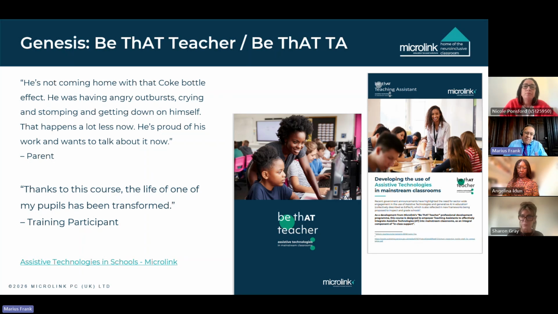But as you can see by some of these quotes, parents were noticing the impact, trainers were noticing the impact, and we now have a mature program of study for teaching assistants and teachers. We call it Be That Teacher, with the AT in that cunningly disguised to indicate assistive technologies. So that was our leading source. It's going so well, we've shared this with about 400 schools, and progress is being made. We want to get to another 4,000 schools in the next couple of years.